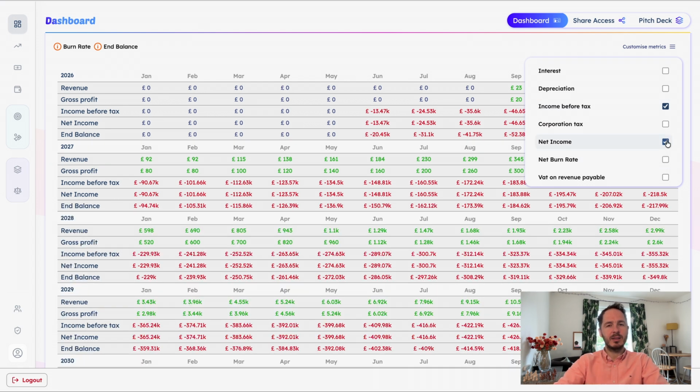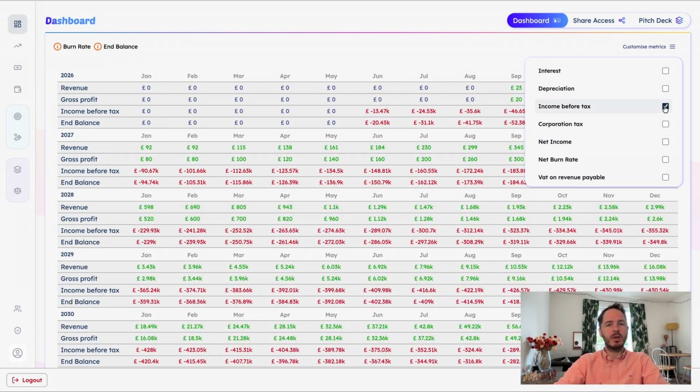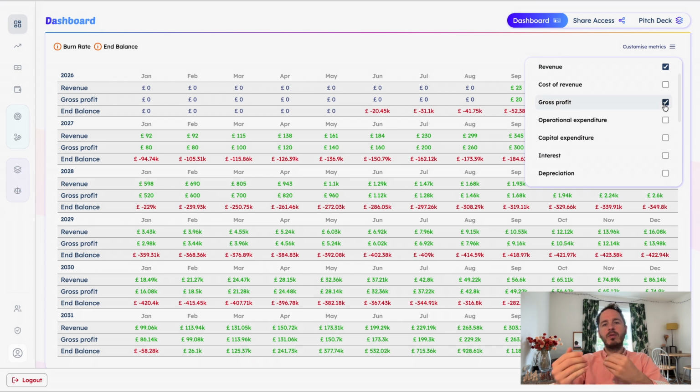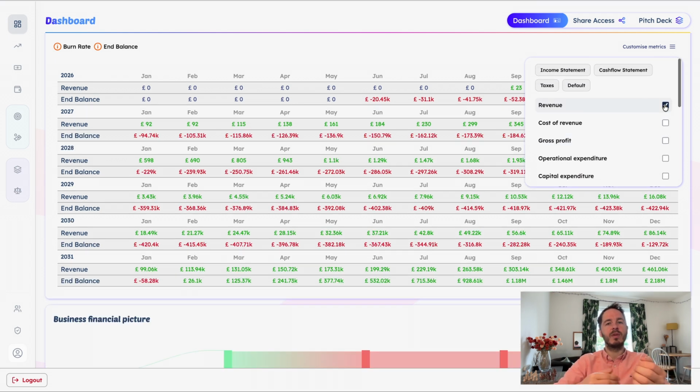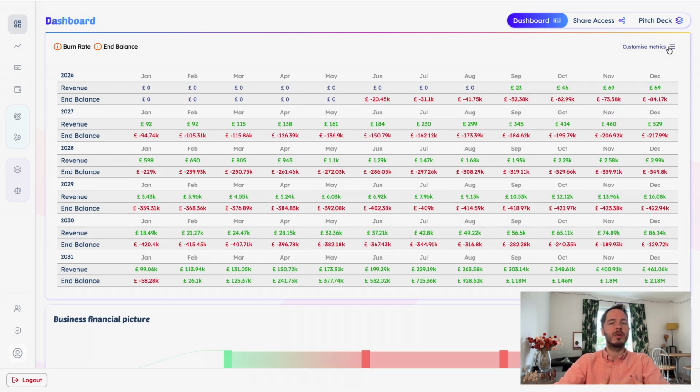Why does this matter? Well, because different audiences need different numbers. Your VC cares about revenue, growth, and net burn rate. Your bank wants cash flow and net balance. Your accountants need the tax lines. Your co-founder wants the full P&L. Instead of sending 5 different spreadsheets, you just switch the view in seconds.